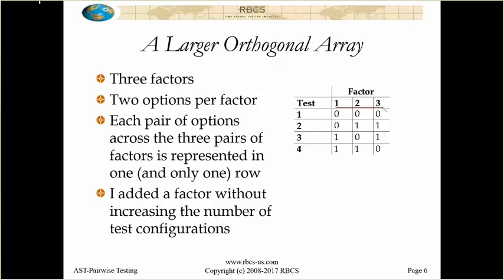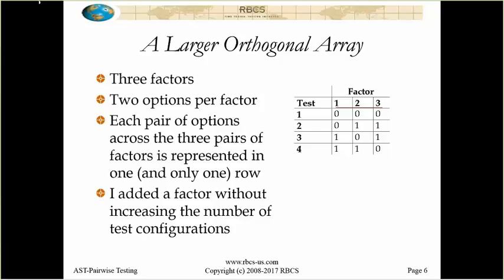Now you might say, how can that be? 2 times 2 times 2 is 8. Well, let me explain here. First, let's satisfy ourselves that all possible pairs of options are present across all possible pairs of factors. So look at columns 1 and 2, which is easy because they're adjacent. And so again, here we see 0, 0, 0, 1, 1, 0, 1, 1 in rows 1 through 4. See that? Okay, so those are all there.